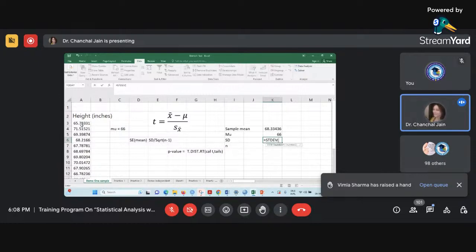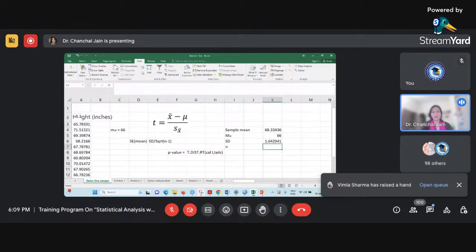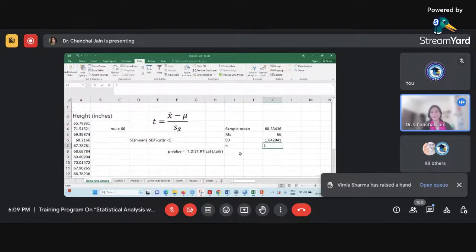Can you repeat it again, ma'am? Okay, from where? Equal sign, type STD. We can find here STDEV. Then I'm giving the range of the data, closing the bracket, pressing enter.